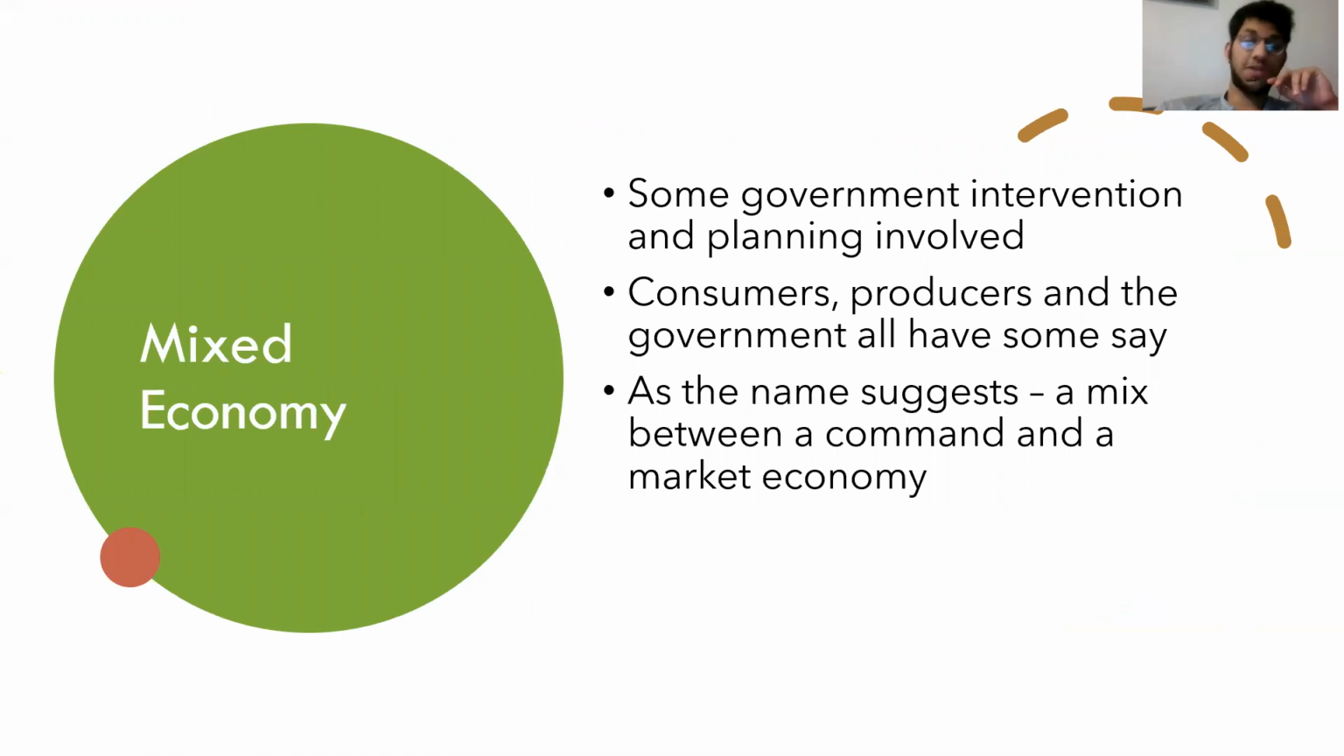There's some government intervention and planning involved in mixed economies. But consumers, producers, and the government all have some say. As the name suggests, it's a mix between a command and a market economy. And this is the most predominant kind of economy in the world right now. It's the most popular, the most frequent. Most countries have realized that the mixed economy is perhaps the right balance, with some government intervention when it comes to important things like water services or electricity. They want those things to be owned by the public sector, whereas they also want some free agency and freedom for us human beings so that we can make the kinds of decisions we want.